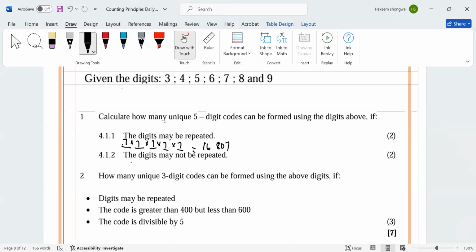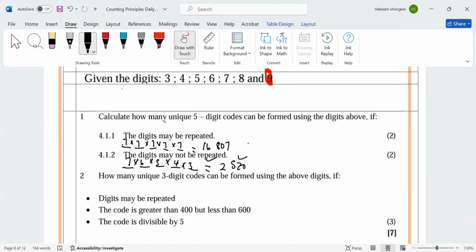Now, the digits may not be repeated. We have 1, 2, 3, 4, 5 places. We put 7 here. Then let's cancel one. Let's cancel 9. If we take out 9, how many are still remaining? 6. We have multiplied by 6, then 5, then multiplied by 4, multiplied by 3. What do we get? 2,520.